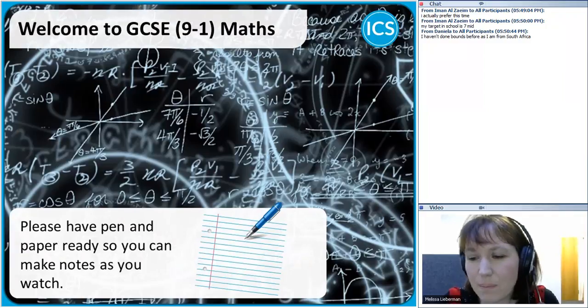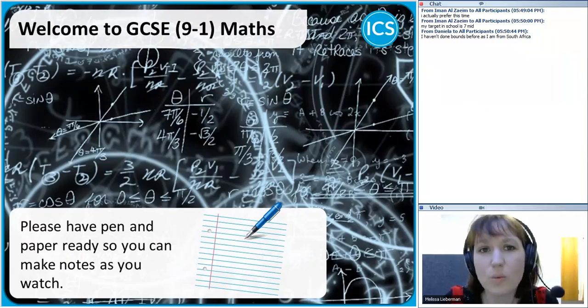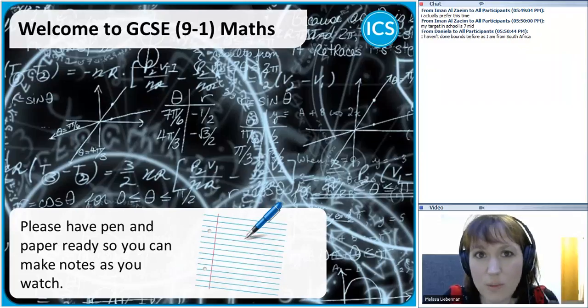Daniela, bounds, we covered it. I'll give you a link in a moment. So all I mean is that we covered upper and lower bounds in a previous lesson. You might have heard it being called error intervals or something like that. It's not too complicated, and I will recap on the work which I did previously in this lesson. So don't worry too much if you haven't worked with upper and lower bounds before. You might have just known it by a different name.